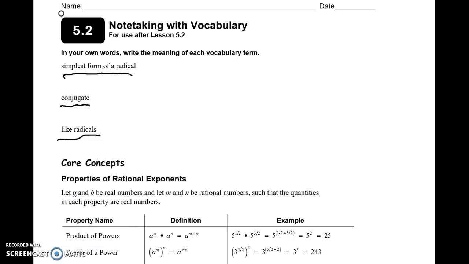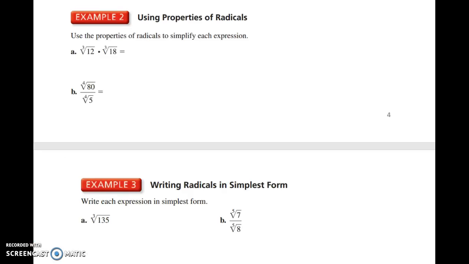Then I want you to go to your notes packet. Looking at example 2, it says use the properties of radicals to simplify. So I see the cube root and cube root being multiplied. So I can write this as the cube root of 12 times 18. And that's the cube root of 216, which we know from previous examples equals 6.